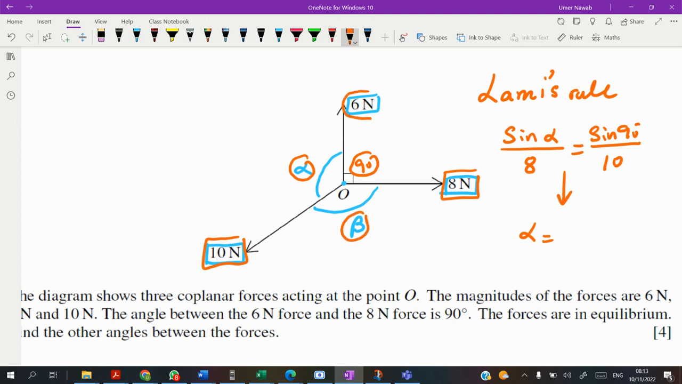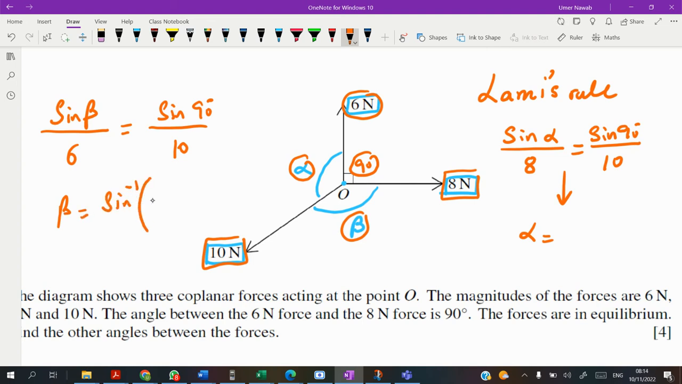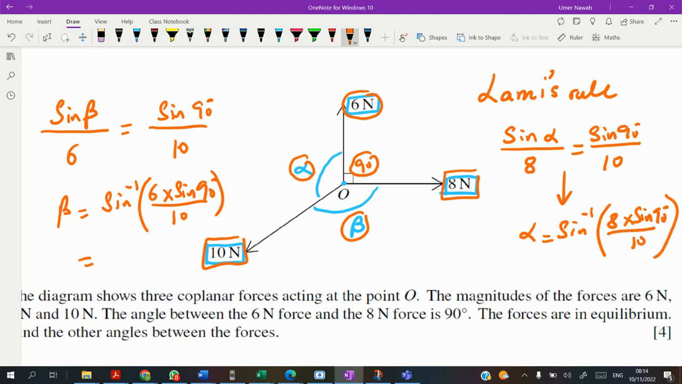So opposite to beta we have 6 Newton force. So I'm going to write sine of beta over 6 is equal to sine of 90 degrees over 10. So from here I can easily get beta. So shift sine 6 times sine of 90 over 10. This will give you beta. And here shift sine 8 times sine of 90 over 10 will give you the answer.